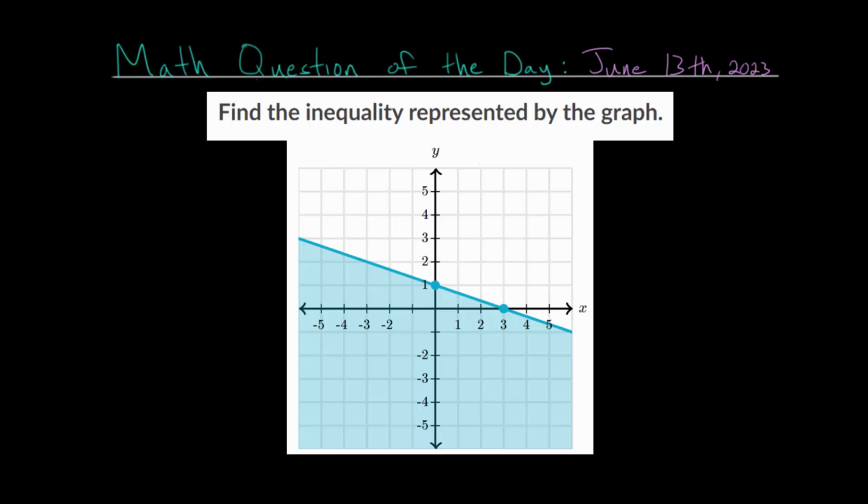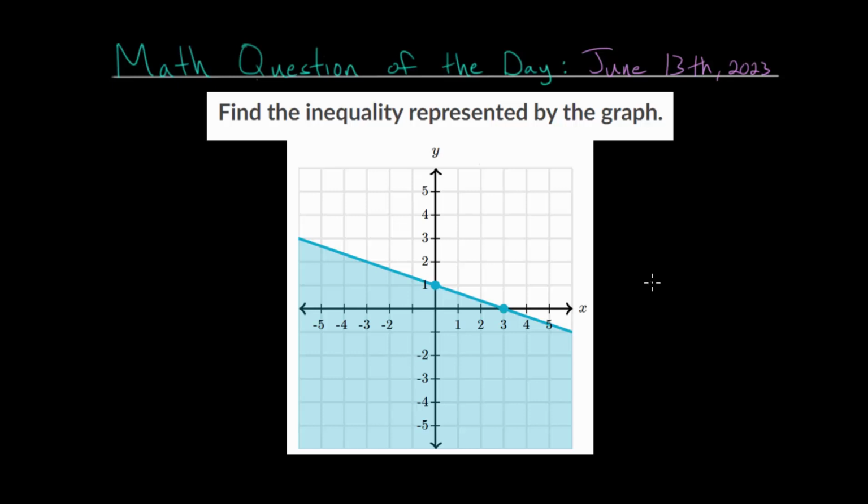In this video, I'd like to talk about the math question of the day for Tuesday, June 13th, 2023. And with this problem, we need to find the inequality represented by the graph. And linear inequalities are typically taught in an Algebra 1 class.